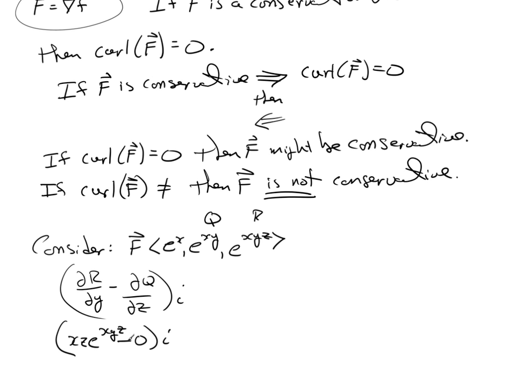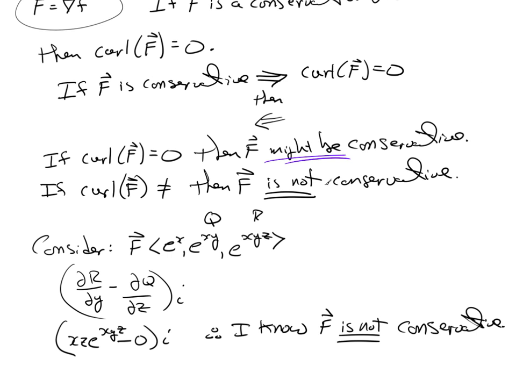That's clearly non-zero. Therefore, I know that F is not conservative. If this had turned out to be 0, if I finished it up and found that it is 0, then I could go to the idea that it might be conservative. I don't know if it is or not, but it might be. But seeing it was non-zero, I definitely know it is not conservative.